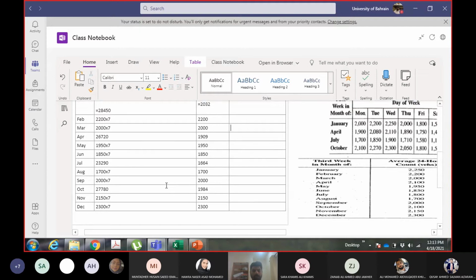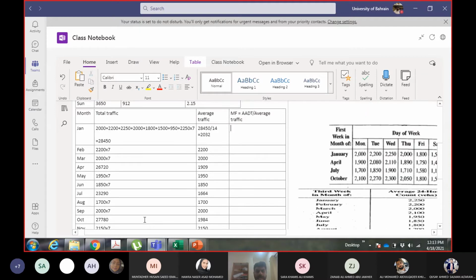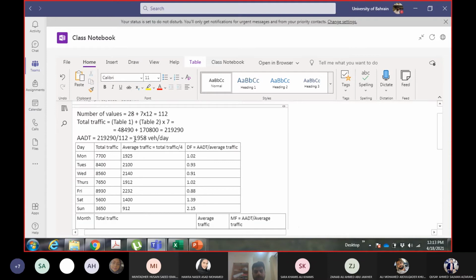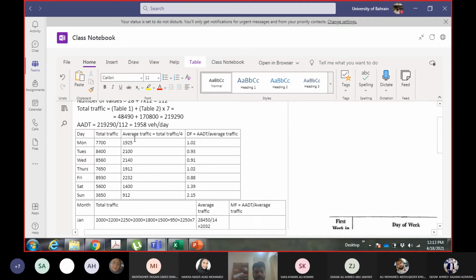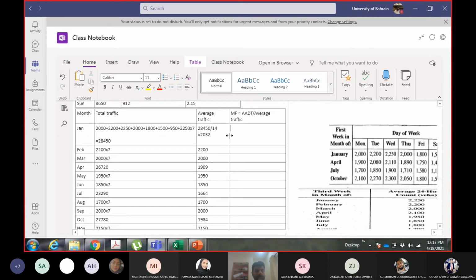Okay. We can calculate the adjustment factor for each month. So remember ADT 1958. Each value will be dividing 1958. So 1958 divided by 2032. How much? 0.96.